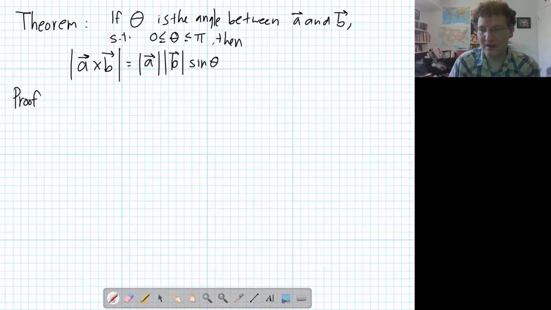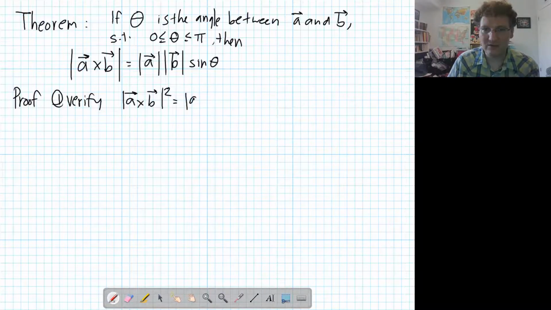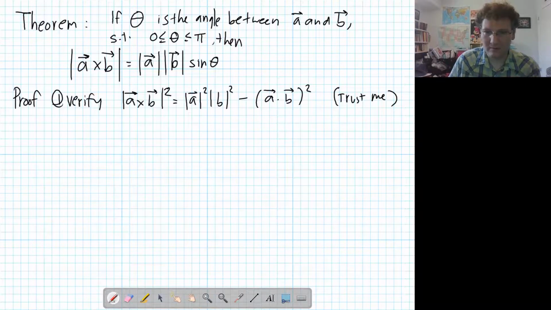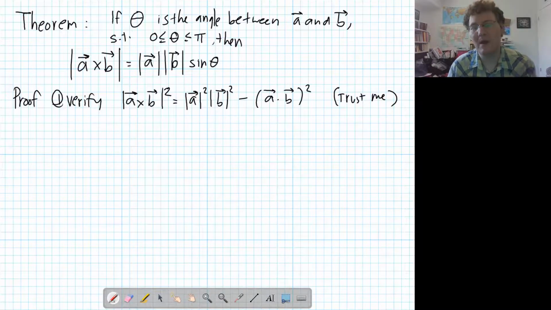The first thing we need to verify is that the magnitude of A cross B squared is equal to the magnitude of A squared times the magnitude of B squared minus A dot B squared. This is actually a bit tedious, so I'm just going to say trust me on this. I'll put those vector signs above A and B. A dot B is going to be a scalar, so you have a scalar minus a scalar.